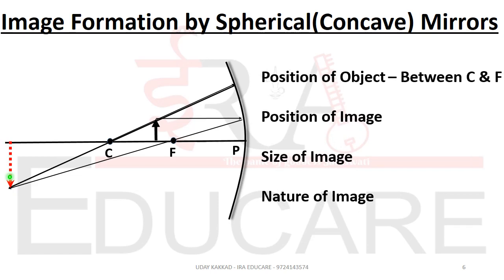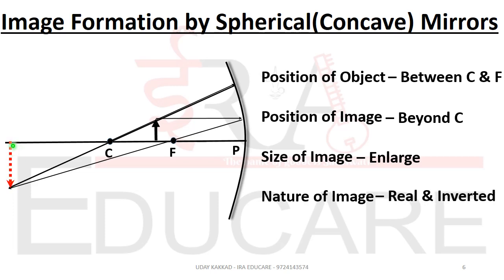You can see that. So now what is the nature of the image? The position of the object is between C and F. Your image is beyond C. You can see that it is beyond C. The size of the image is enlarged. Okay, you can see that it is a bigger one, and it is real and inverted, right?